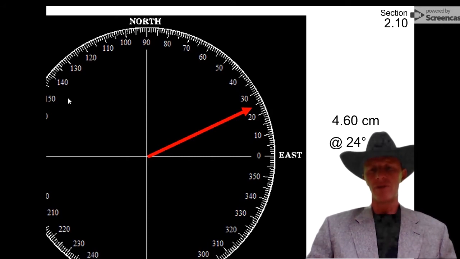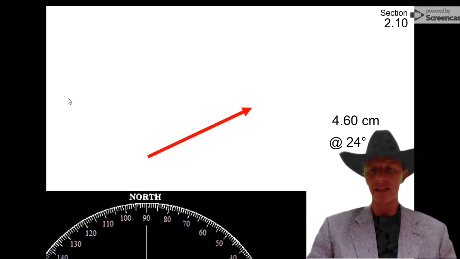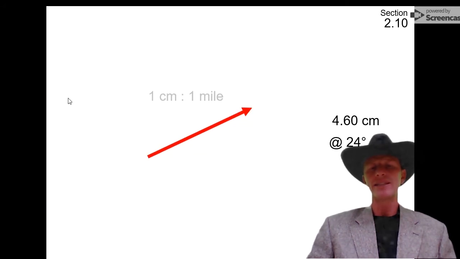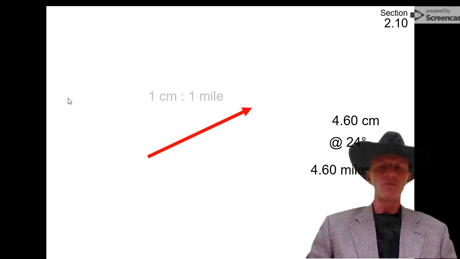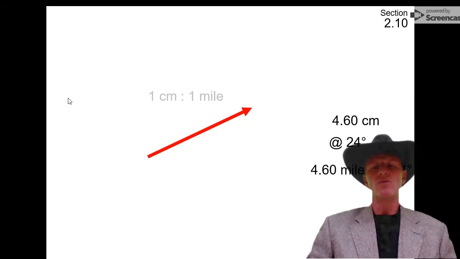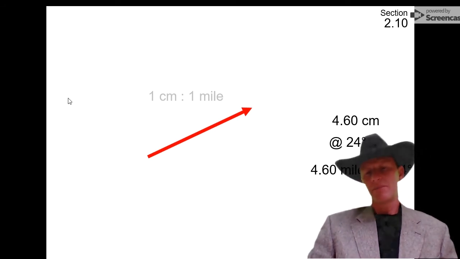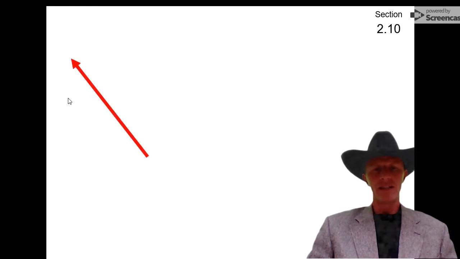So 24 degrees would be, well, we have to know what this vector represents. If this vector represents distance or displacement, then 1 centimeter represents a mile, and this 4.6 centimeters could be 4.6 miles at 24 degrees north of the east line. So figure out which way east is, go 24 degrees more, travel a mile for every centimeter, 4.6 miles total, and we'd get to the destination.